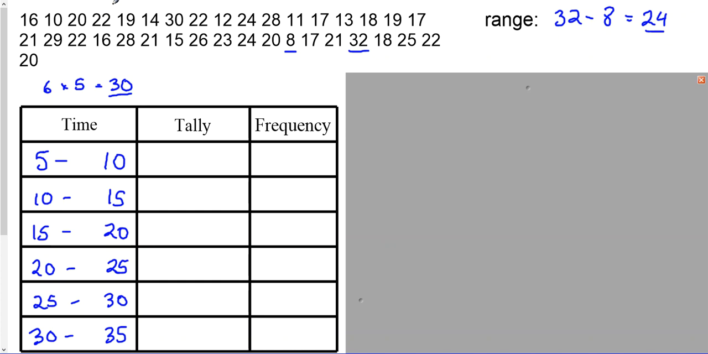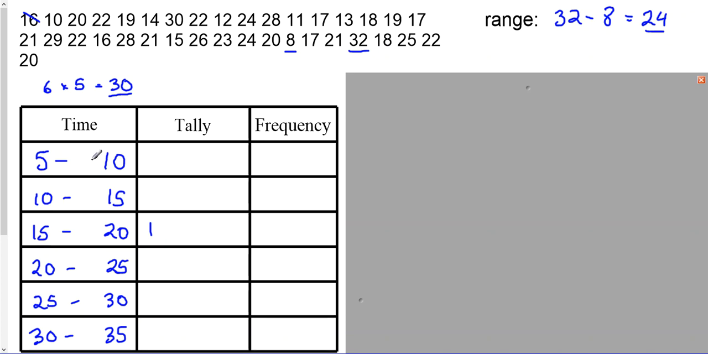Now, what I'm going to do here is I'm just going to go through this list, and for each number here, I'm going to put a check in the appropriate interval. So 16 is obviously in this interval right here. And then 10, well, we have a problem when we get to 10. Is 10 in the first interval, or is it down in the second interval?